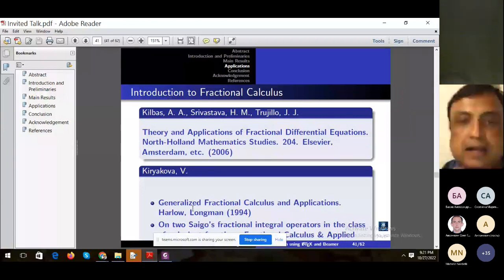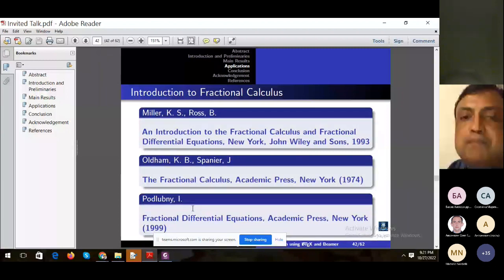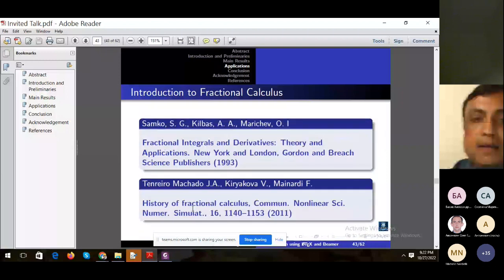Here I mentioned some of the well-known books, which is Miller and Ross, An Introduction to the Fractional Calculus and Fractional Differential Equations, published by John Wiley and Sons in 1993. And here I also mentioned another very good book, Oldham and Spanier, The Fractional Calculus, published by Academic Press in 1974. Then, from an application point of view, Podlubny published one of the very good books, Fractional Differential Equations, published by Academic Press in 1999.